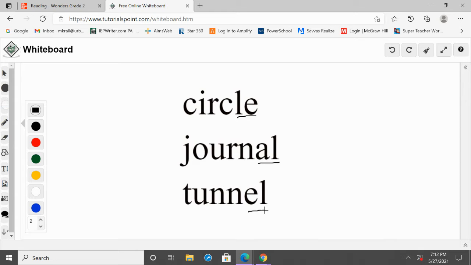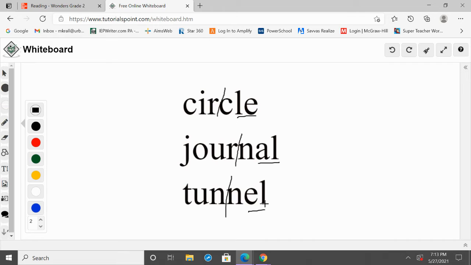And then also, when we break circle up into syllables, we would break it up right here. Journal, we would break it up right here. And tunnel, we'd break it up right here. So do you see that each of these has a consonant and then the LE, consonant AL, or consonant EL?